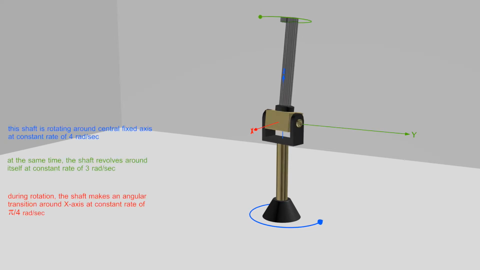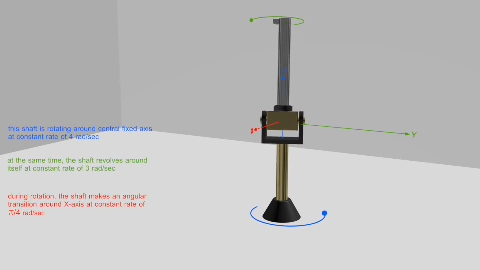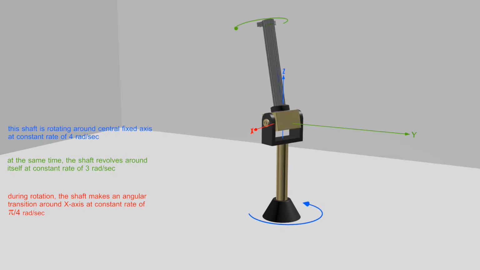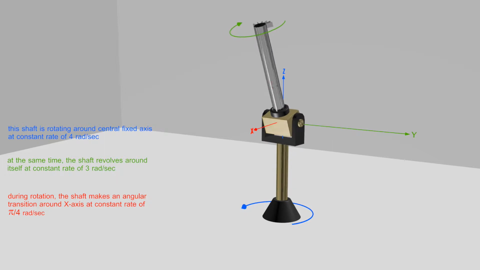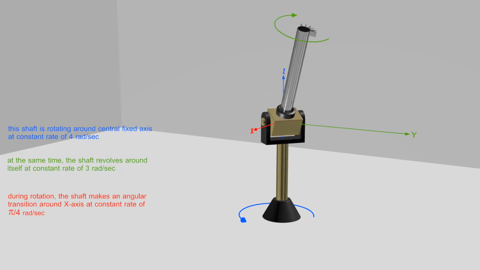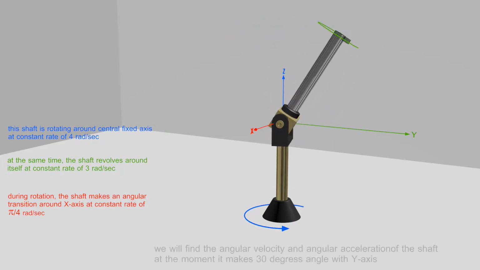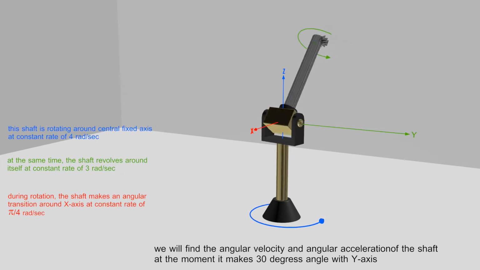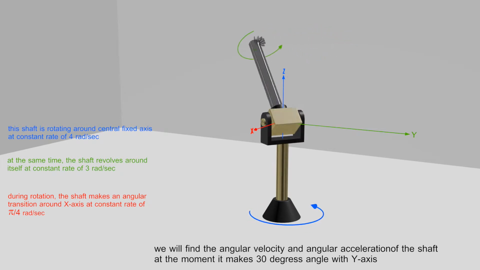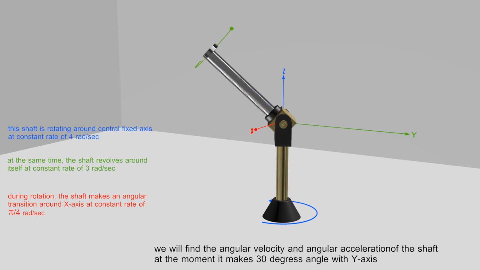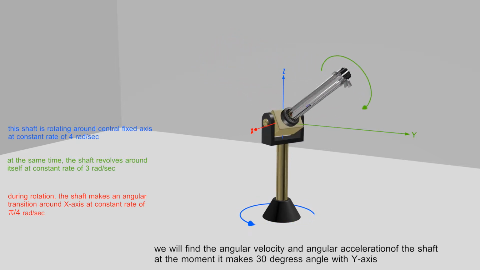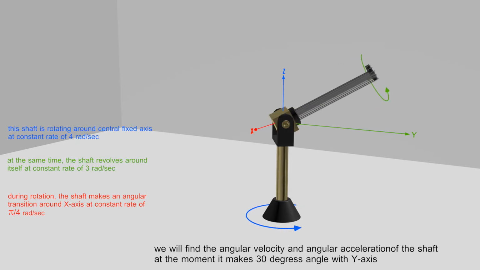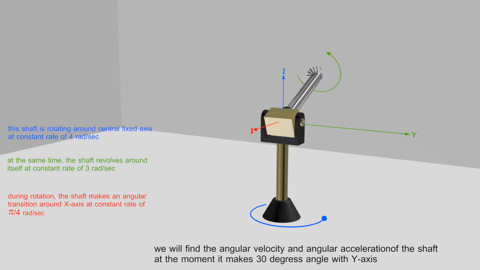In the example, we are going to determine the angular velocity and angular acceleration of the shaft. As you may notice, the shaft is spinning about its own axis at a constant rate of 3 radians per second. At the same time, it's connected to a system that rotates around a fixed axis at a constant rate of 4 radians per second.